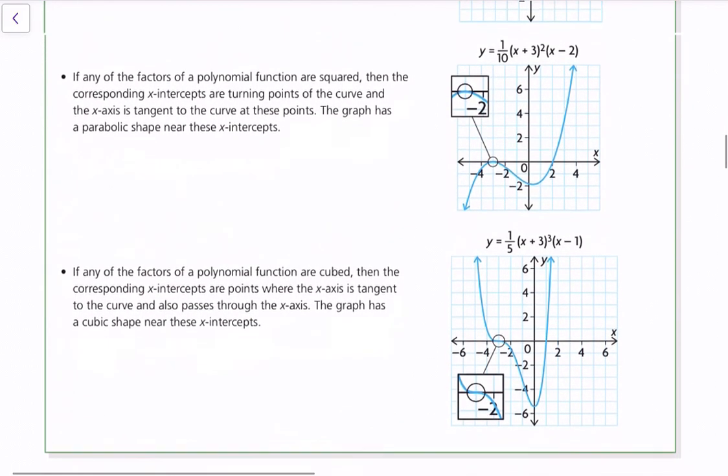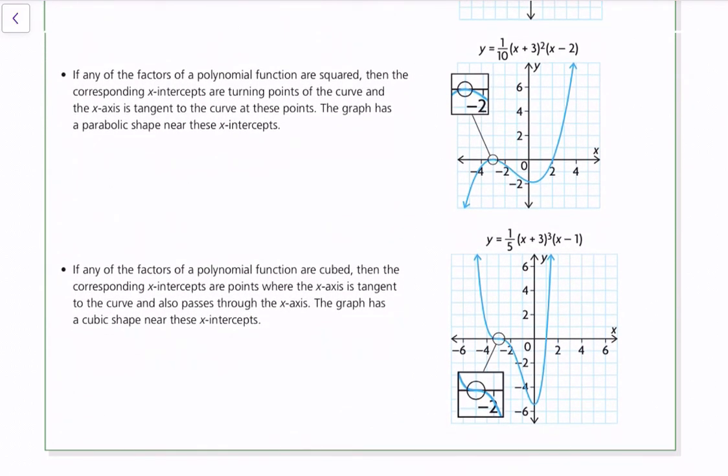So if any of the factors of a polynomial function are squared, then the corresponding x-intercepts are turning points of the curve, and the x-axis is tangent to the curve at these points, which is what we see right here. In this case, this corresponds to our term with (x plus 3) squared, which would mean that the zero is at -3, and we can see the behavior at this point is similar to that of a quadratic because it's second order.